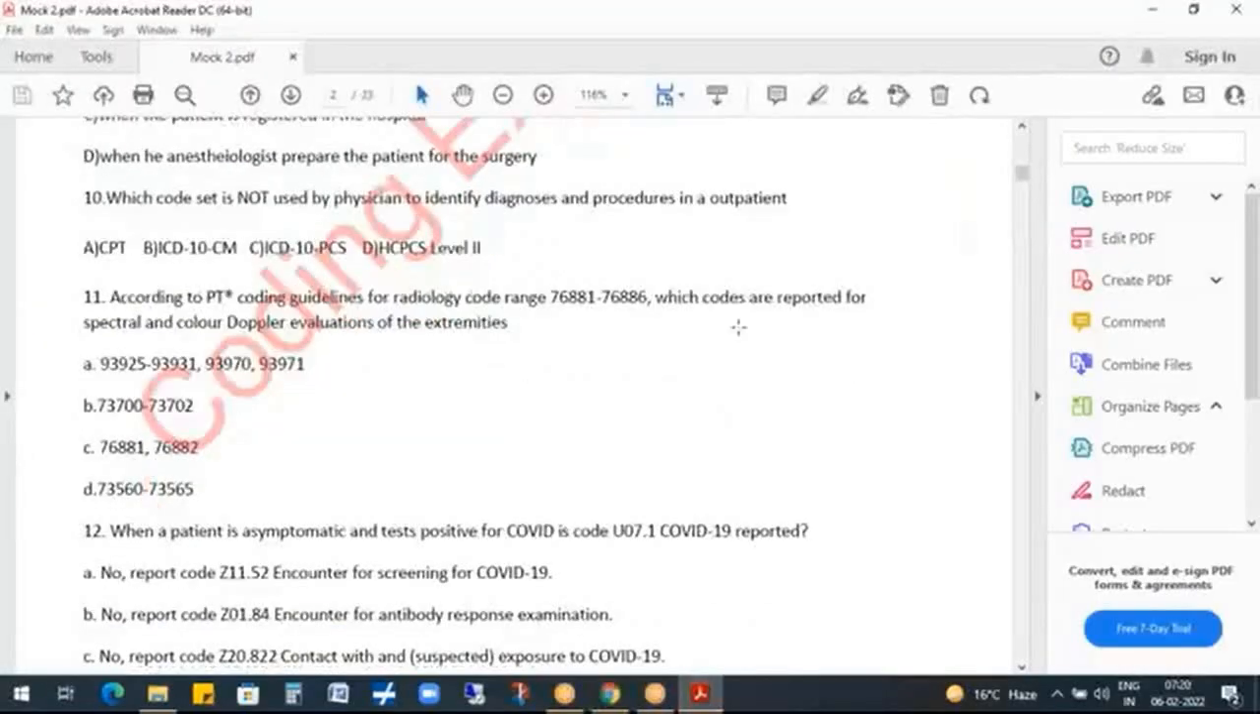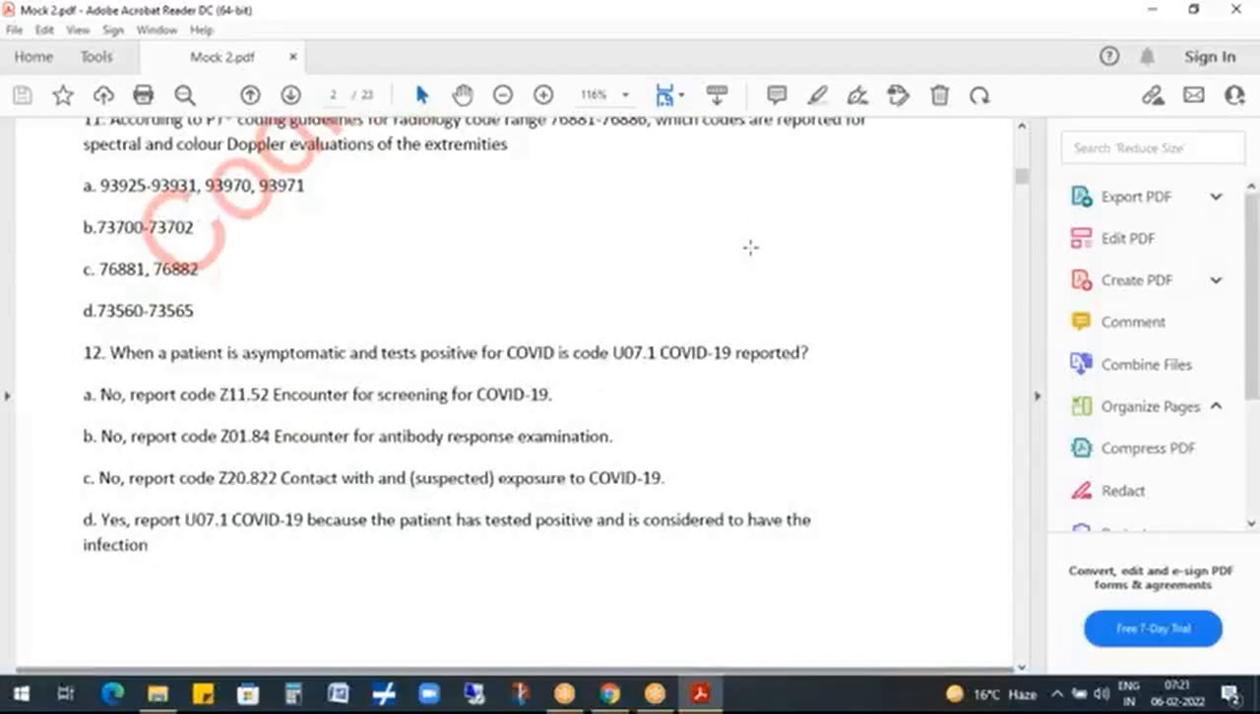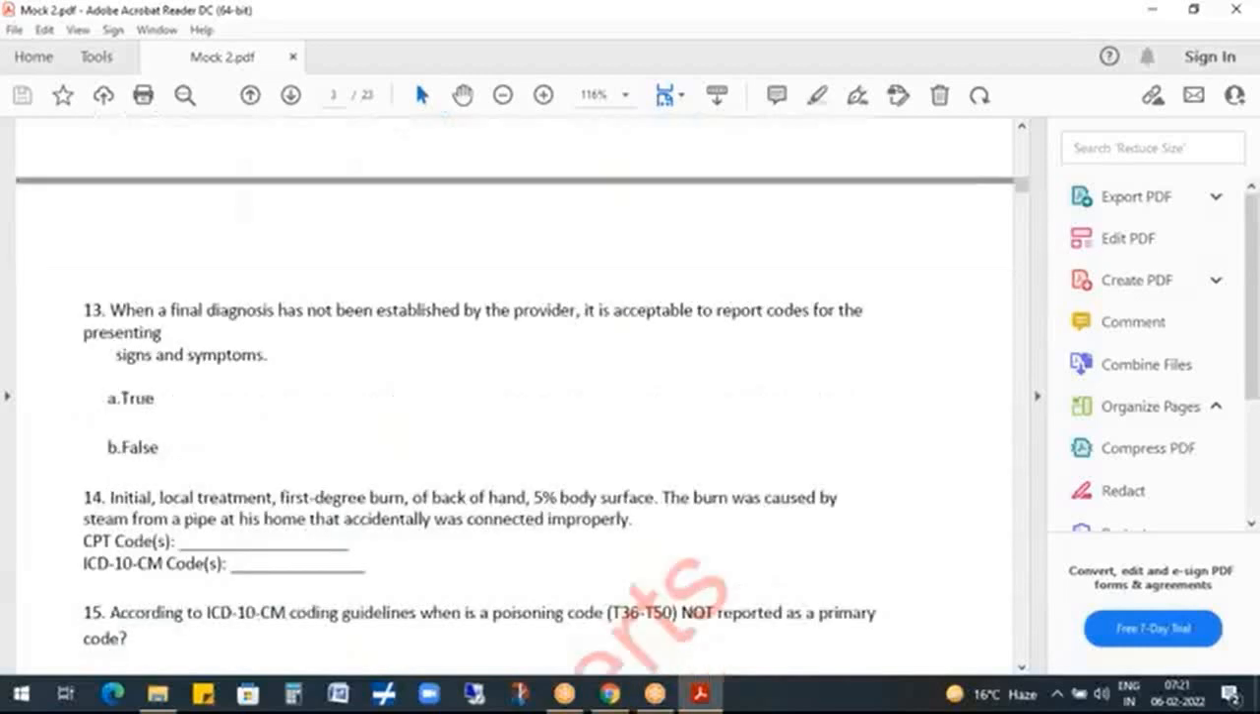Next, the 12th question. D is the answer. The 13th one, A is the answer.